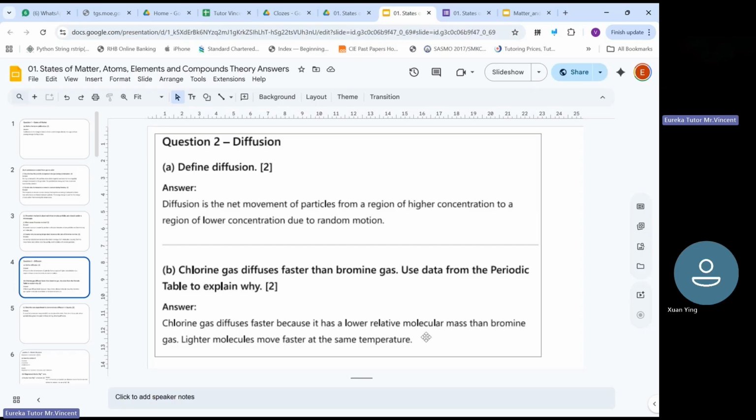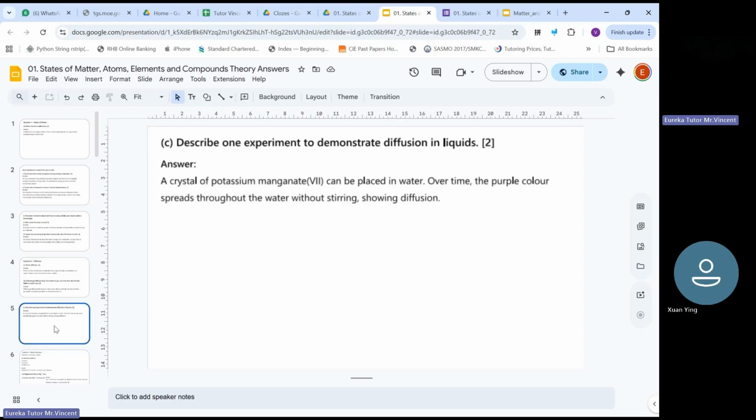So the lighter molecules move faster at the same temperature. Yeah, it means that it is lighter, but in order to score the full mark, right? You have to use the term lower relative molecular mass. So bromine is a bit heavier. Chlorine is lighter. Okay. Next question asks you to set up one experiment.